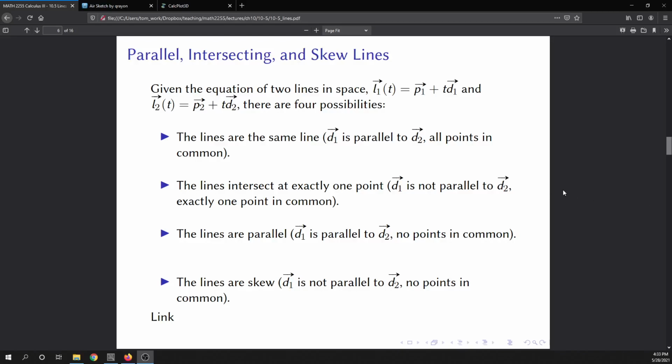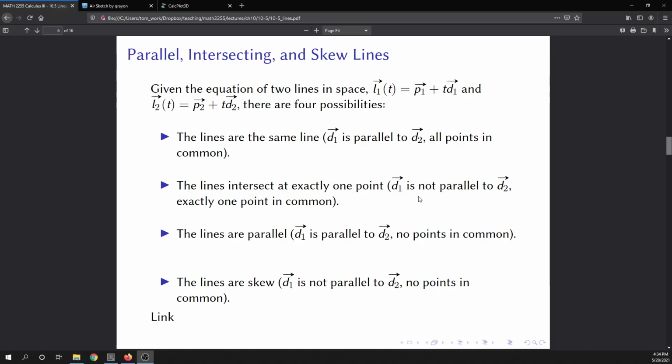All right, in this video we're going to talk about parallel, intersecting, and skew lines. So given two equations of a line in space, L1 and L2, there are four possibilities as to what those two vector equations might represent. The first three are really similar to what we had in the plane, but we'll see that in space there's a fourth possibility that you can't have in the plane.